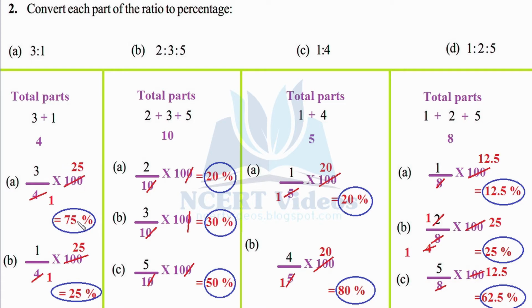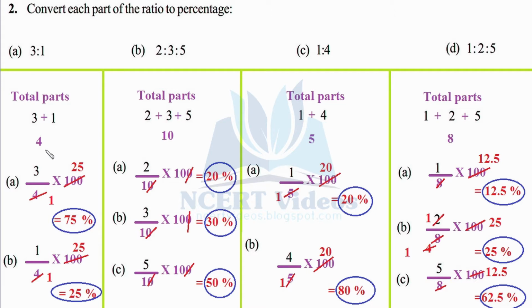25 into 3 is 75%. So this means that 3 parts equals 75%. And what will be the left ratio? It will be 100 minus 75, because all ratios add up to 100%. This you have learned in your previous exercise, but we can do it mathematically as follows.